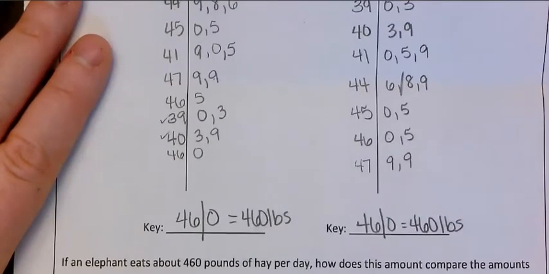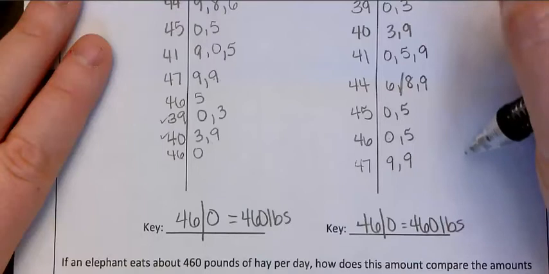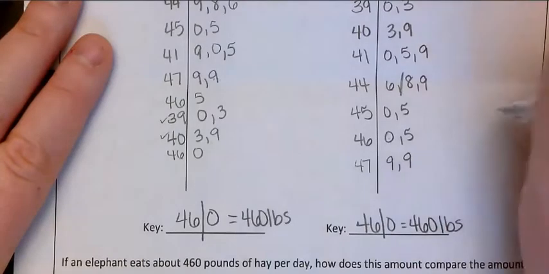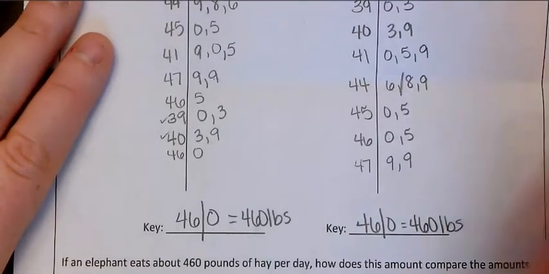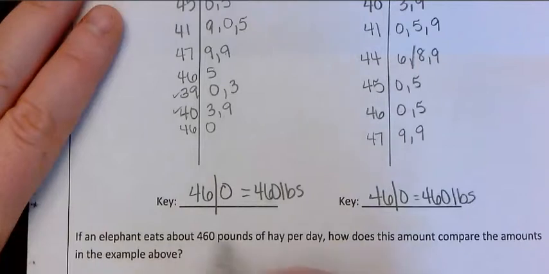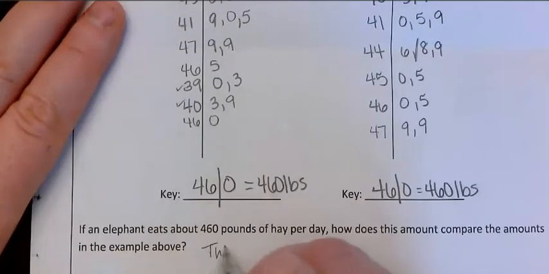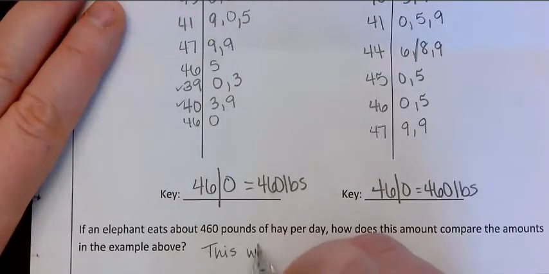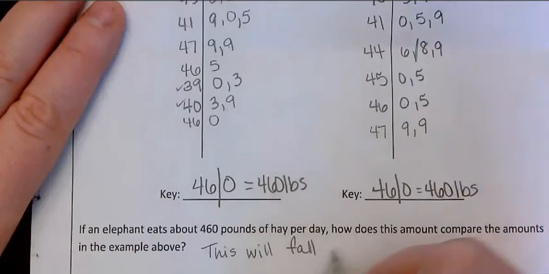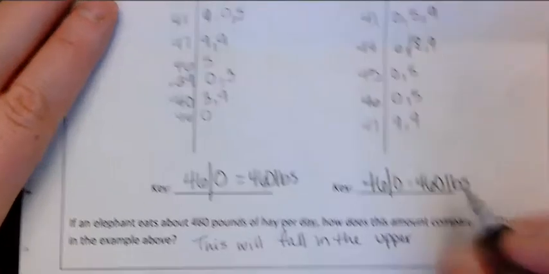Your average, if I took all the numbers, added them up, and divided by 16, that would fall in the upper percent. So that's your assumption here.